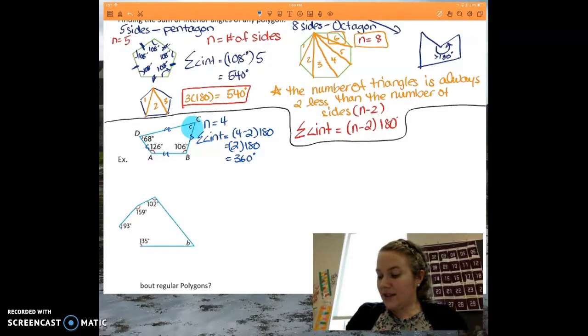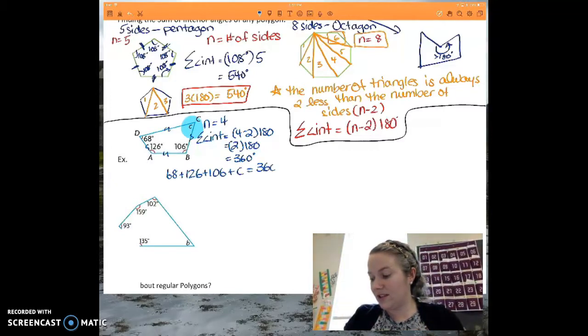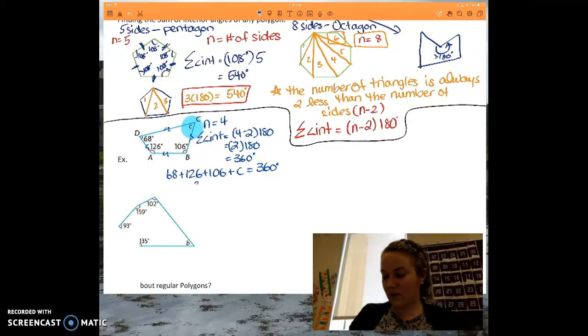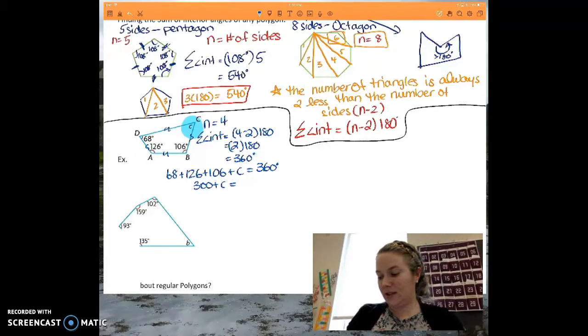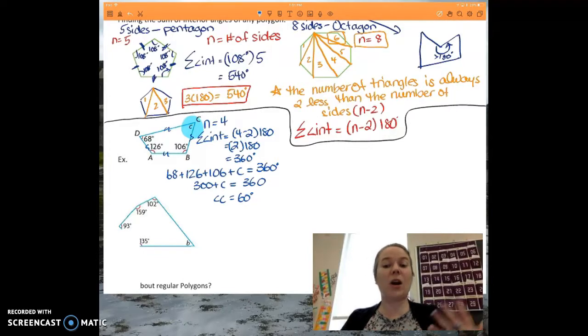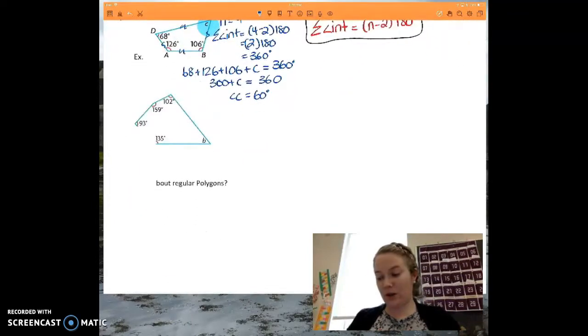So I would say that 68 plus 126 plus 106 plus C equals 360 degrees. Let me add those up. 68 plus 126 plus 106 is 300, so 300 plus C equals 360, and angle C is going to be 60 degrees. And now I've solved that problem. That's what a lot of these problems are going to be like. We will get to more complex problems as we work through this.